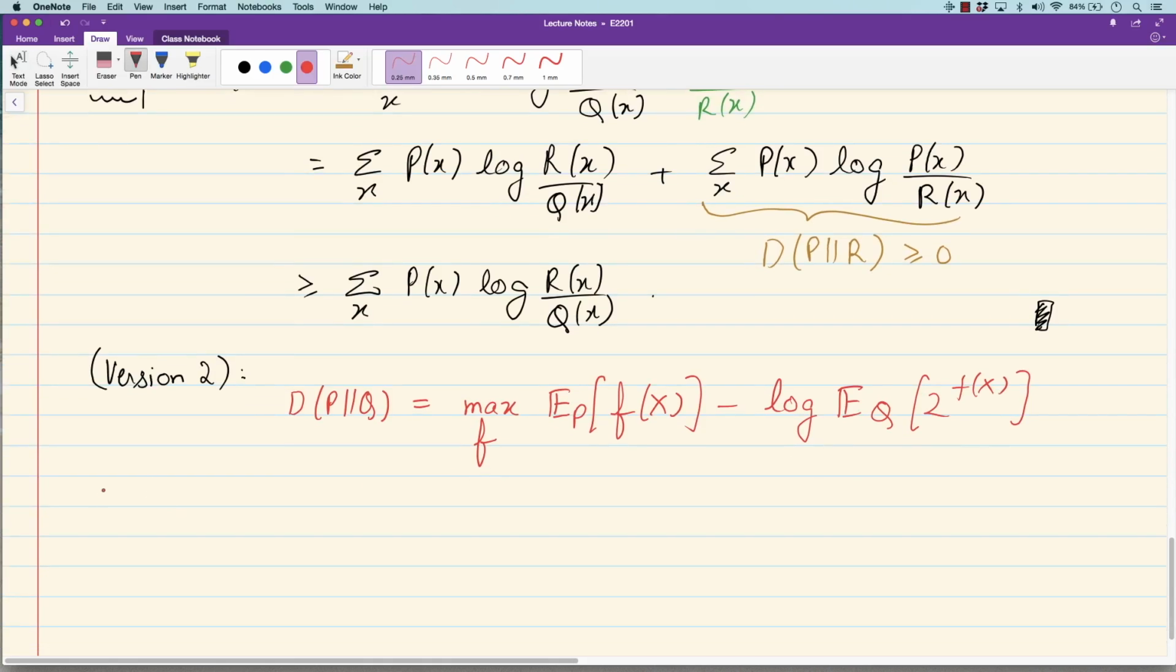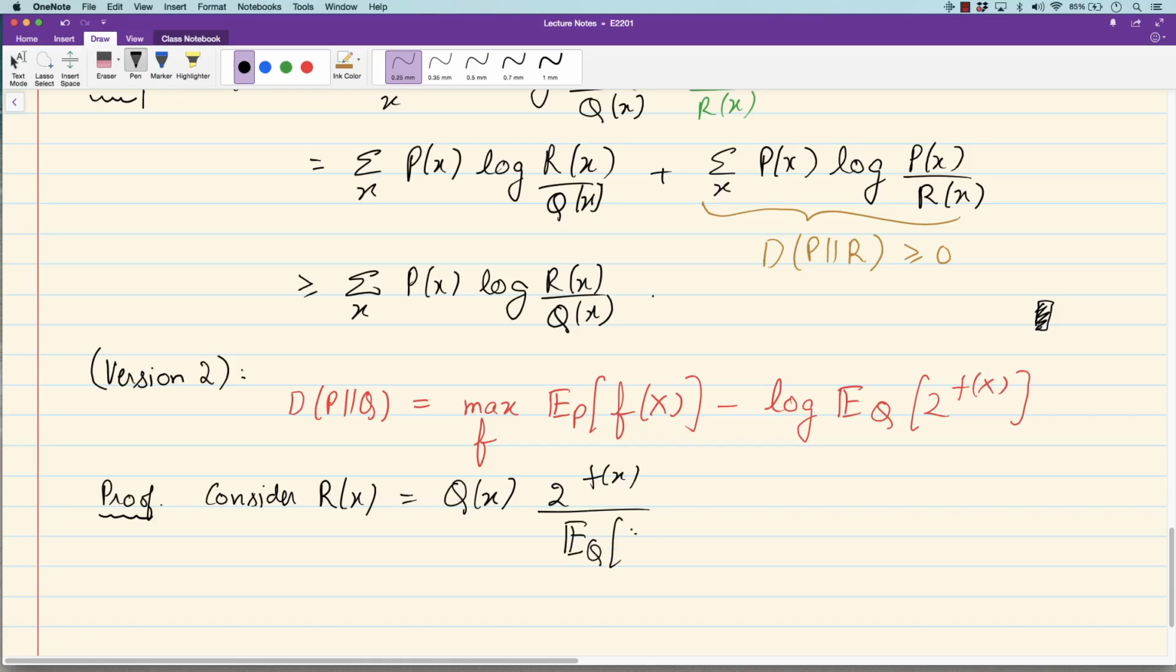So how do you prove this form now? The proof is very similar to the previous one, except that you are restricting your family of R to some specific form. So consider this Rx, which was an arbitrary probability distribution here, as Qx times 2 to the power fx. This is not a probability distribution because it doesn't sum to 1. So how do you make it sum to 1? You divide it by its expected value under Q. So now it will sum to 1.